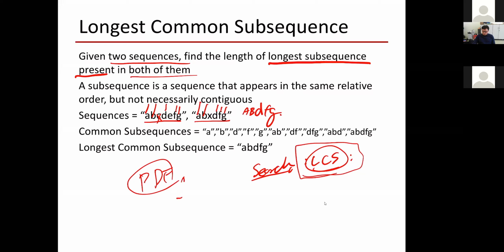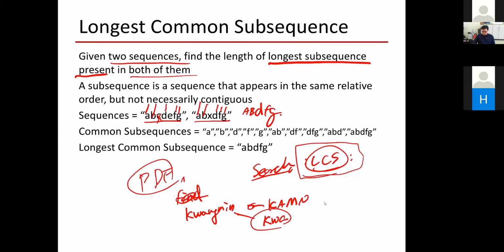But let's say you want to look for a name in the Bible. Let's say Kwangmin's name is in the Bible. By looking at KAMN, you're never going to find Kwangmin in there, right? So it has to be matched somehow. Then you may find it, right? I'm telling you, we are using this LCS every day.